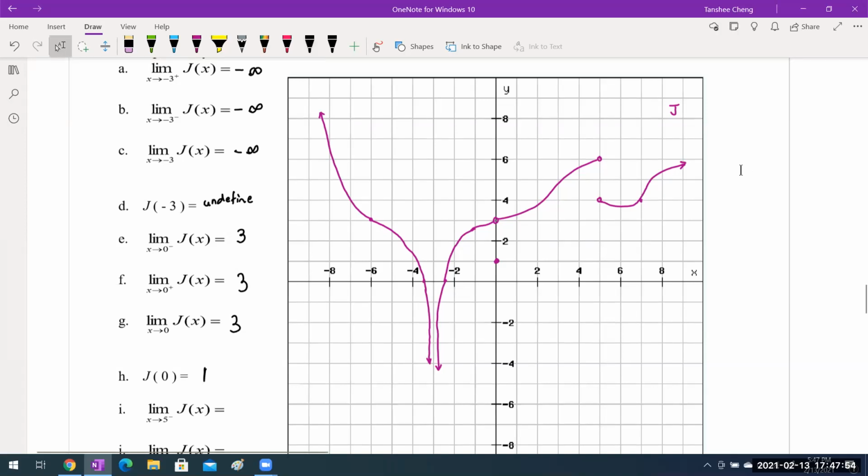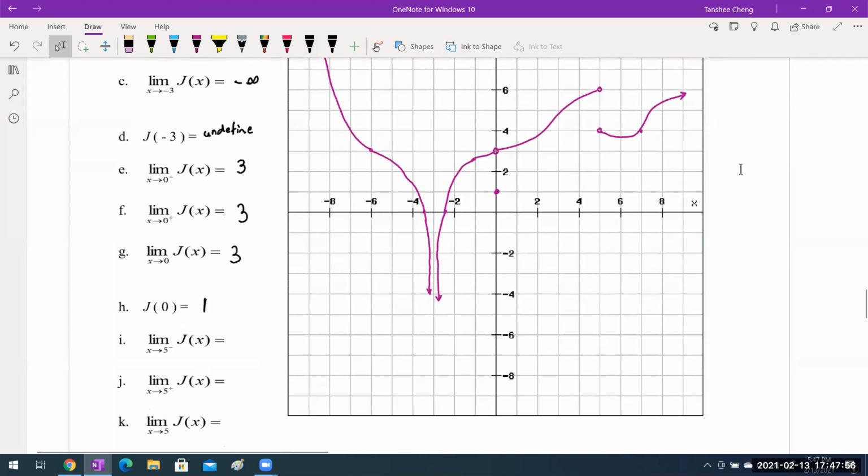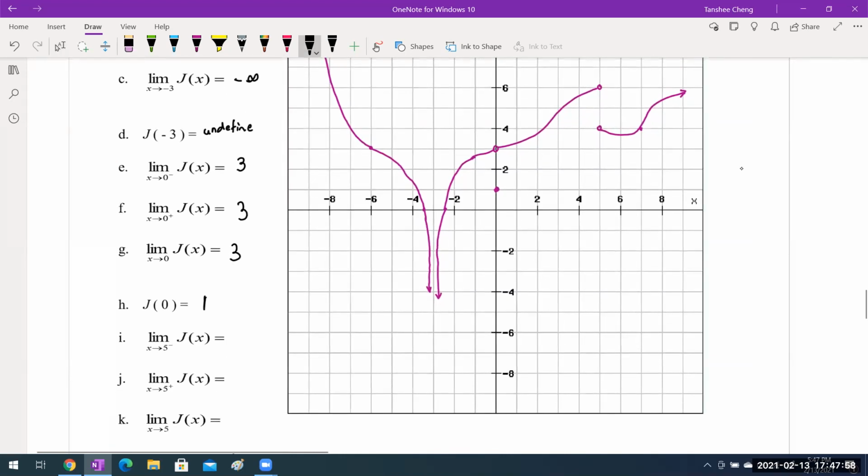Now, continuing on this, next we want to find out the limit as x approaches 5 from the left-hand side. Here is 5, approaching from the left-hand side. When we approach it from the left-hand side, we will be using this middle portion of the graph. And as x gets closer and closer to 5 from the left-hand side, our limit value is approaching 6. So I got the limit value 6.